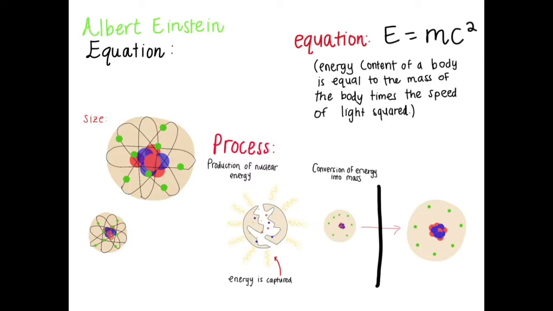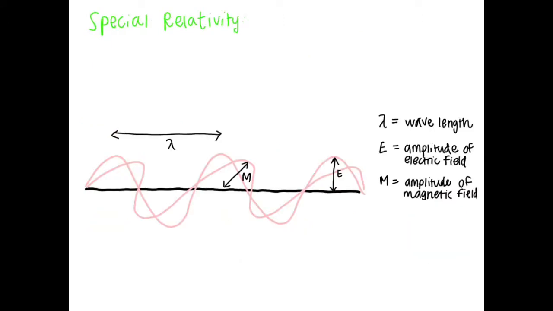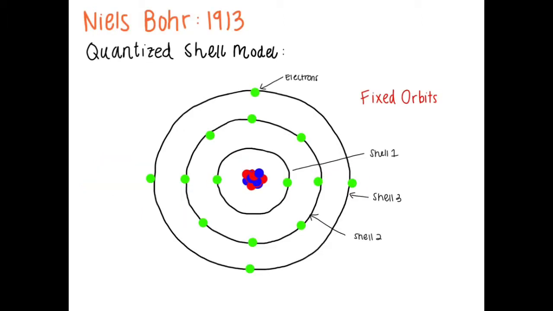The former process is demonstrated by the production of nuclear energy, when particles are smashed and their energy is captured. The latter process is the conversion of energy into mass, which is particle acceleration, when low-mass particles go through a device and become larger. He completed special relativity, which sees light as a continuous field of waves.